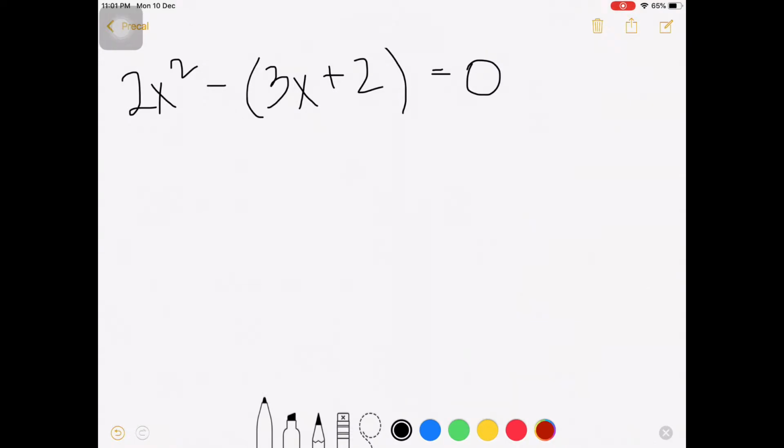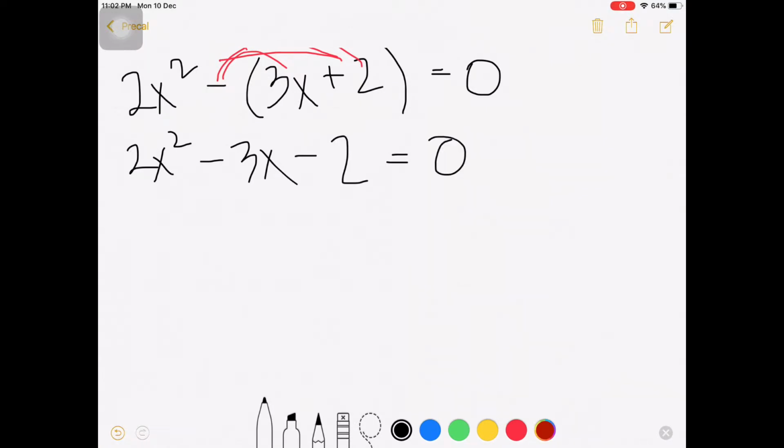The first thing that we will do here is to distribute the negative sign so that we will not be confused when we're solving all the way down. So we have 2x squared, distribute, negative to positive we will have negative 3x, and then negative to positive we will have negative 2 is equal to 0.